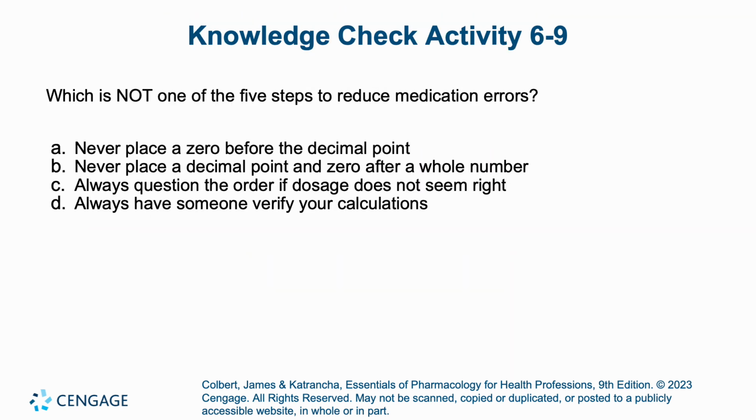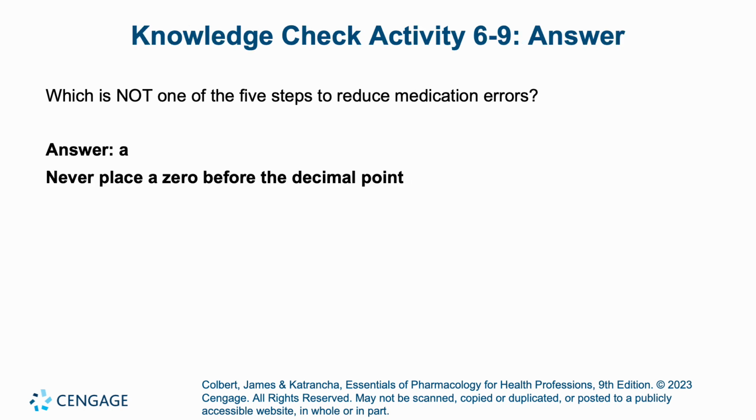Knowledge check. Which is not one of the 5 steps to reduce medication errors? A, never place a 0 before the decimal point. B, never place a decimal point and 0 after a whole number. C, always question the order if dosage does not seem right. D, always have someone verify your calculations. And the answer is A, never place a 0 before the decimal point, because we know we actually want to always place a 0 before the decimal point.